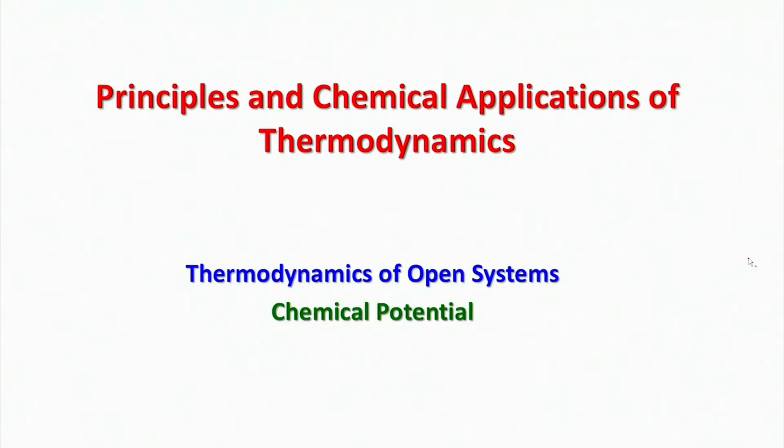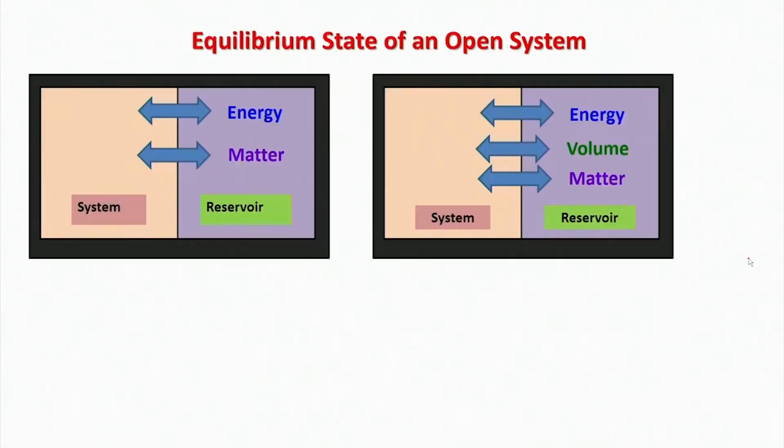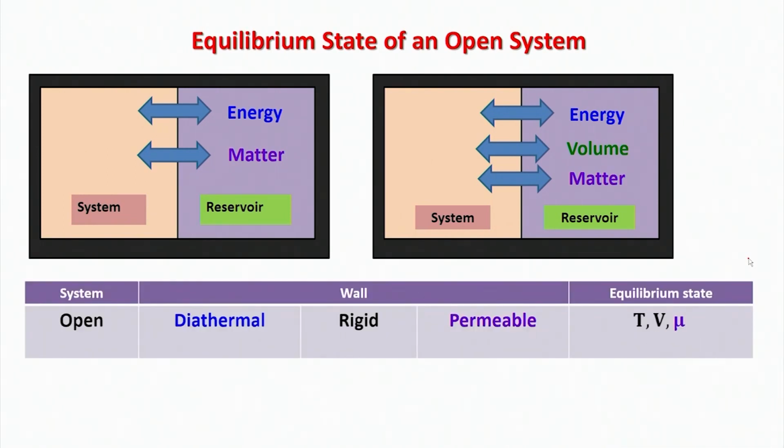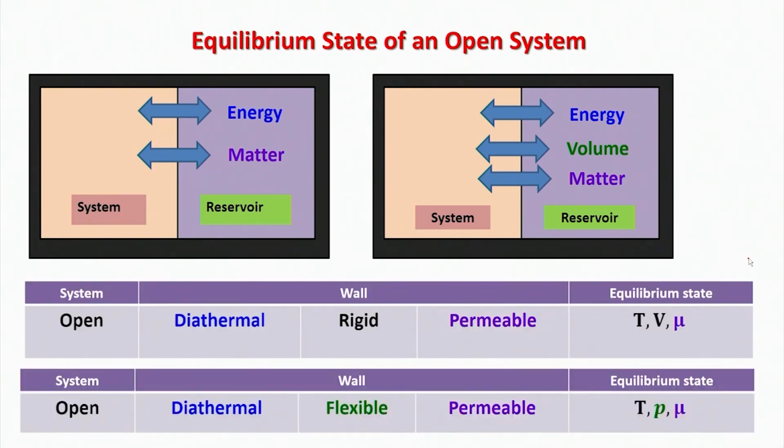Hello students, let us continue our discussion on the thermodynamics of open systems, where I have introduced you to the concept of chemical potential, and we have seen that depending on the situation that we have in our experiment, the system can exchange matter with the reservoir, whereby I can define the equilibrium state of the system by introducing a new intensive variable, which is mu, as shown here.